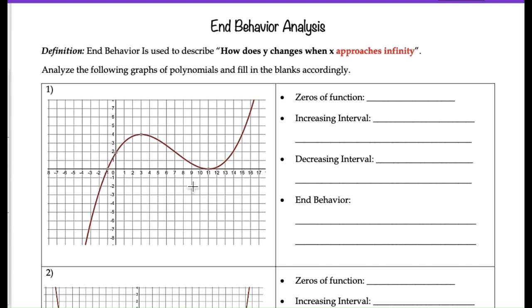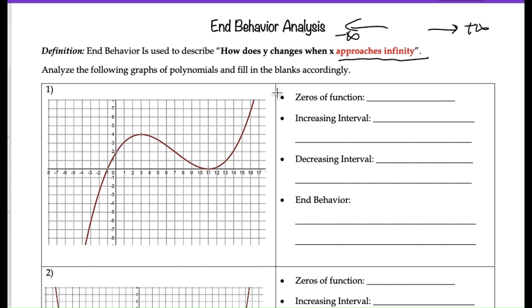End behavior is used to describe how y changes when x approaches infinity. In simple words, when we talk about end behavior, it's talking about the ending part of the graph, meaning when x goes to the very right side, positive infinity, or when x approaches the very left side, negative infinity, what happens to y? This idea will help us have a good idea regarding the trend of the graph, and in the future, in pre-calculus, you will see this idea called infinity.